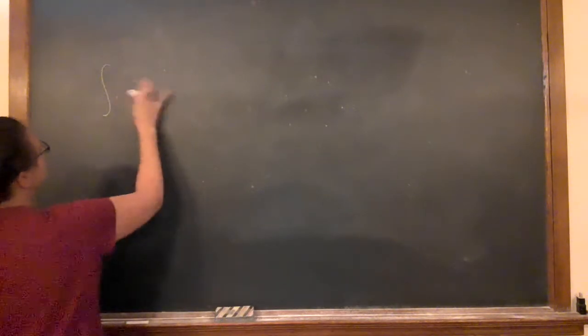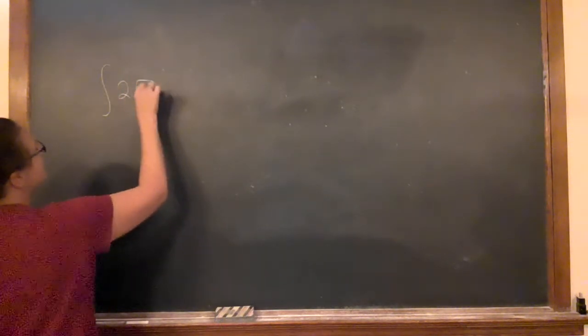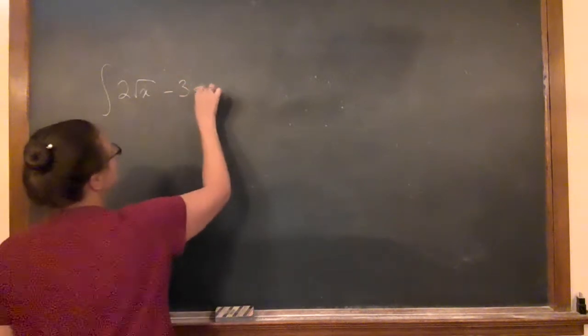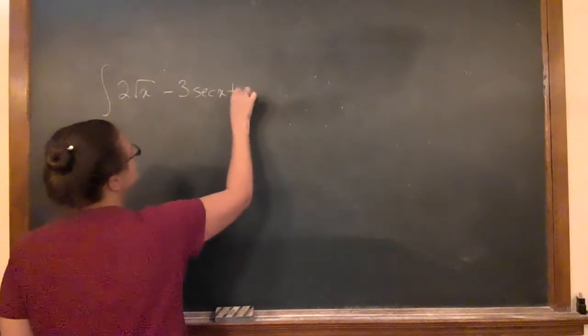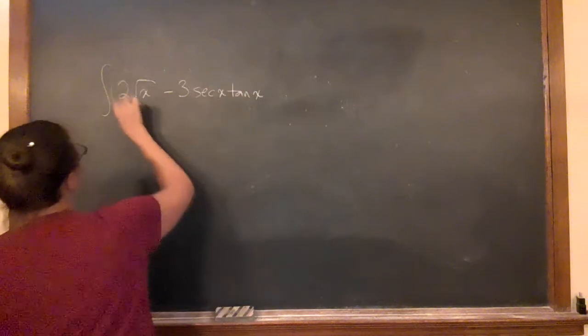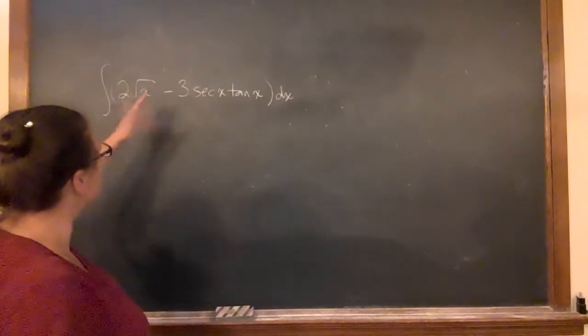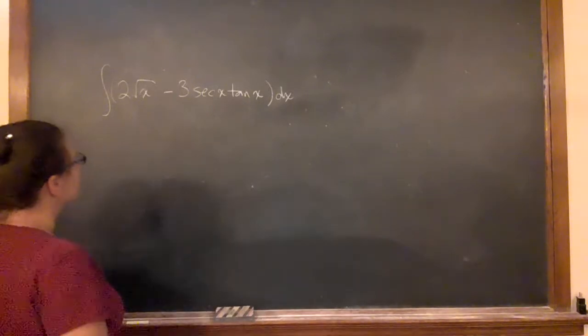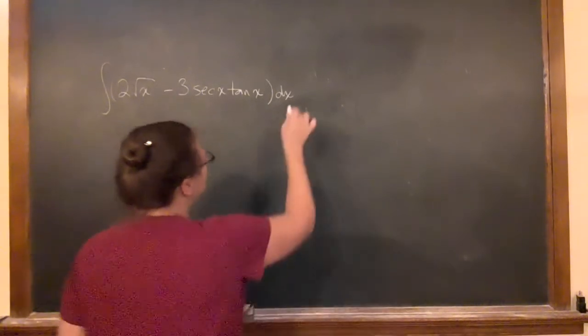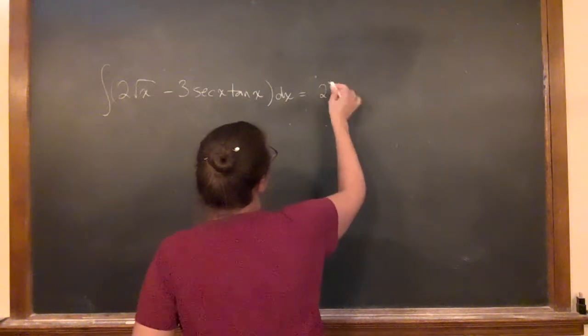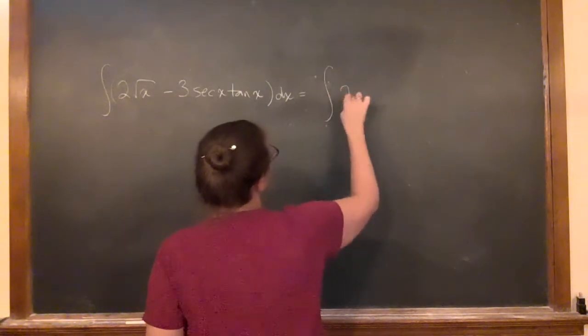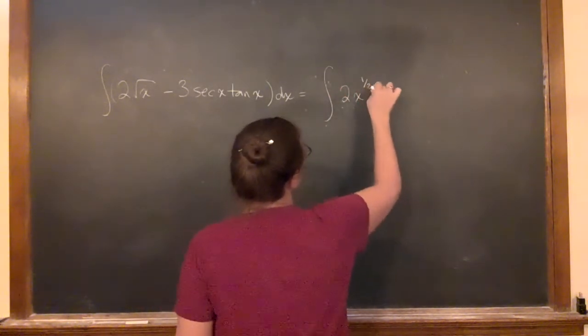Let's switch. Let's say 2 root x minus 3 secant x. Okay? So square root of x, right? It's x to the 1/2. And so I have the 2, remember, so I'm just going to write it as x to the 1/2 here.